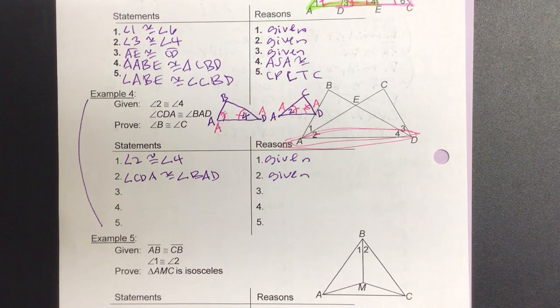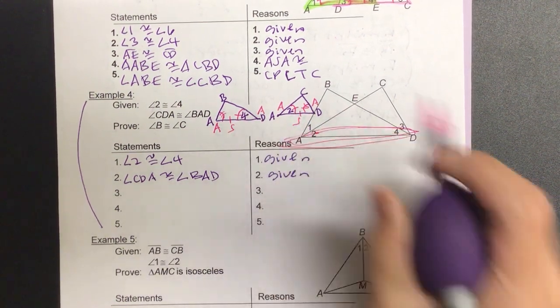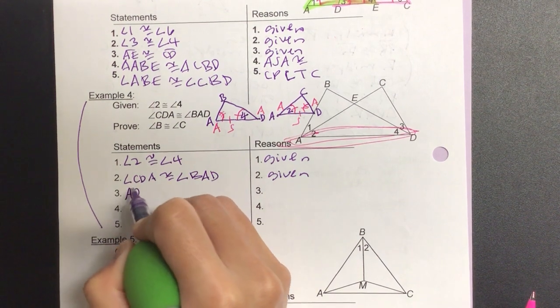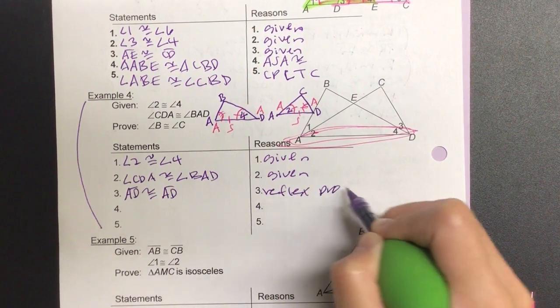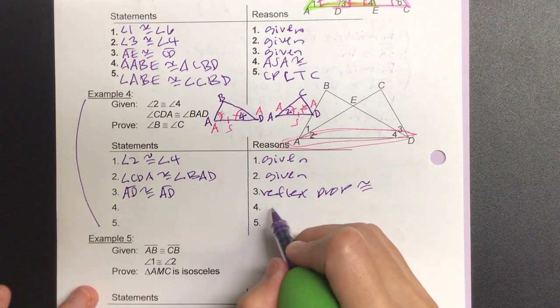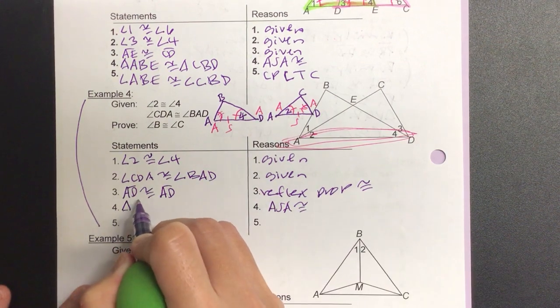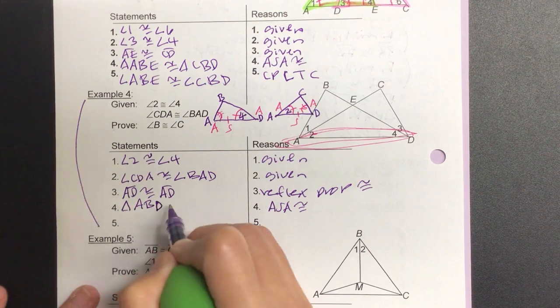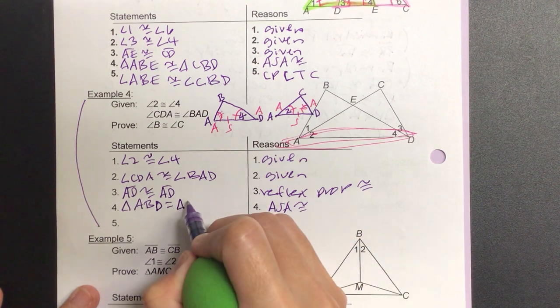Was your third piece of information the reflexive property of congruence? Is AD part of the one triangle versus the other? Yep. So I would say AD is congruent to AD by reflexive property of congruence. So now we know the two triangles are congruent by what? Angle, side, angle. Correct. And I want to call this triangle ABD. How would I order the other one to be consistent with ABD? Triangle DCA. Correct, DCA.